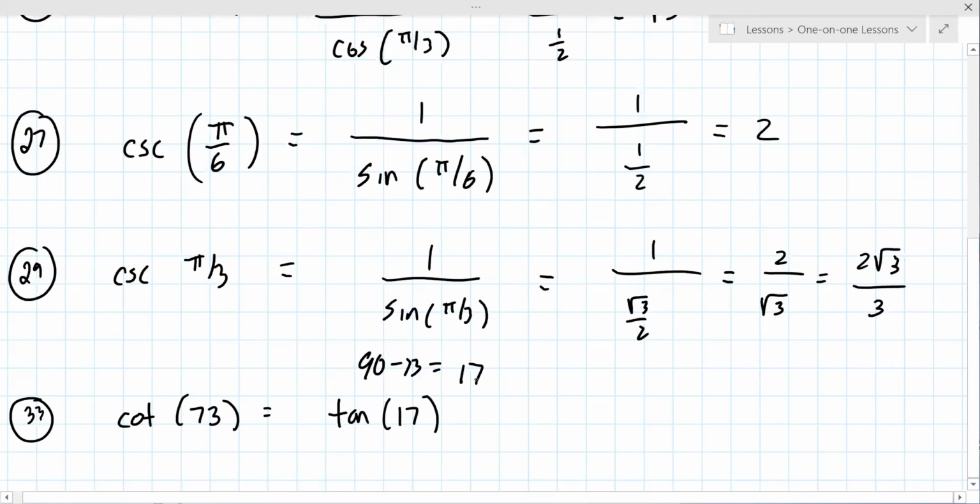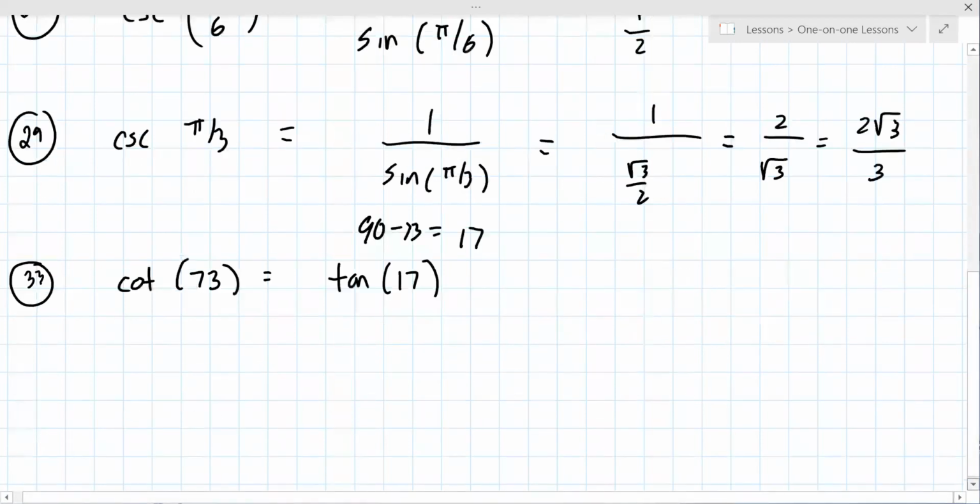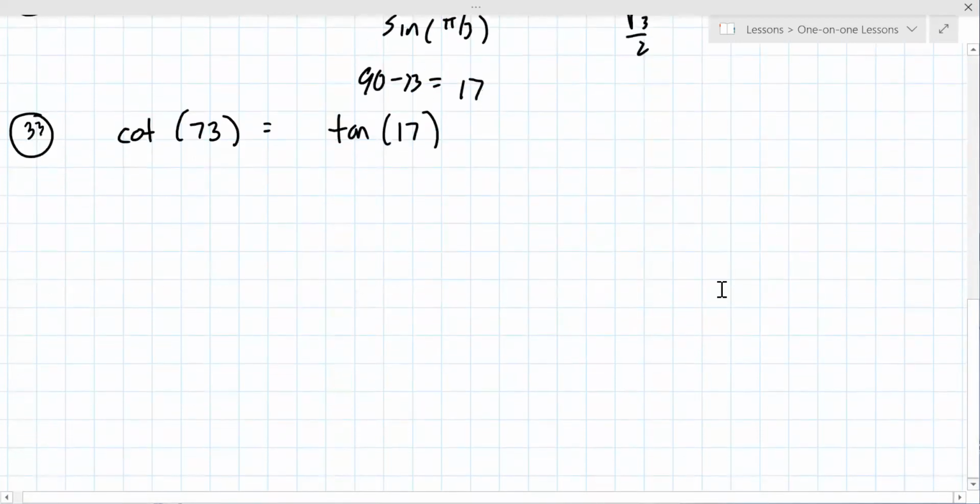The cofunction of sine is cosine. Wait, 90 minus 73. That looks like 13, my bad. Yeah, sorry, 17. All right, so that's just cotangent of 73 equals tangent of 17. All right, that makes sense.